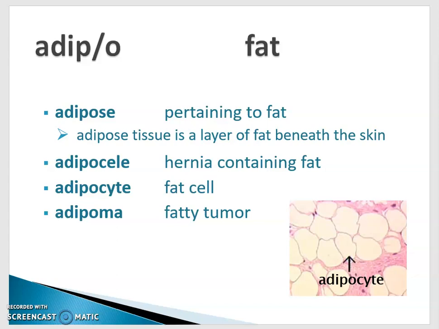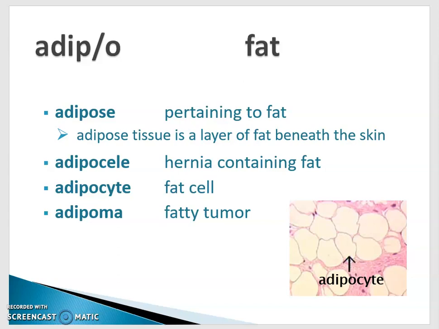Adipo or adipo. You can say it either way. You'll hear it pronounced either way out in medicine. It's not a hard and fast pronunciation. Choose which one applies better for you. It means fat. We have a couple words for fat, and so this is the first one.